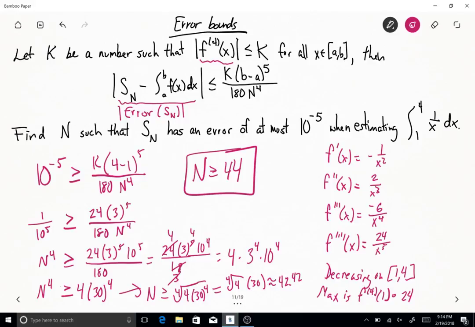So you're going to have error bounds for your Simpson's rule, error bounds for your trapezoidal rule, and error bounds for your midpoint rule. Make sure you know those error bounds, and finding the number of, whether it's rectangles or, in this case where Simpson's rule uses parabolas, or trapezoids, you can find the number of them.